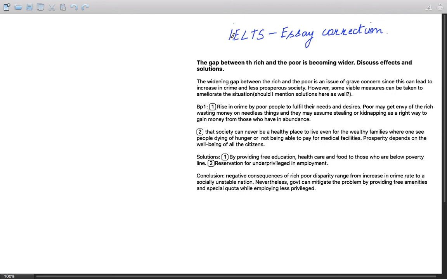Welcome to another IELTS essay correction, and the student has again sent a structure. Okay, this is not a complete question, not a complete answer. This is a structure of the question. Now, the question is: the gap between the rich and the poor is becoming wider.